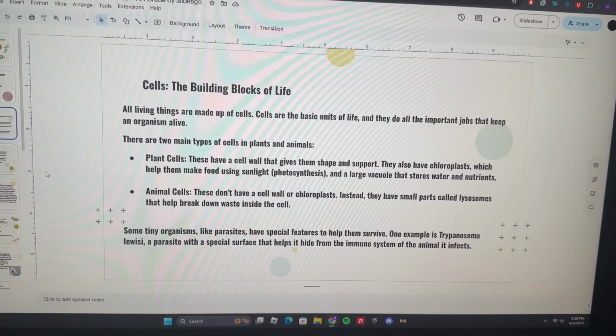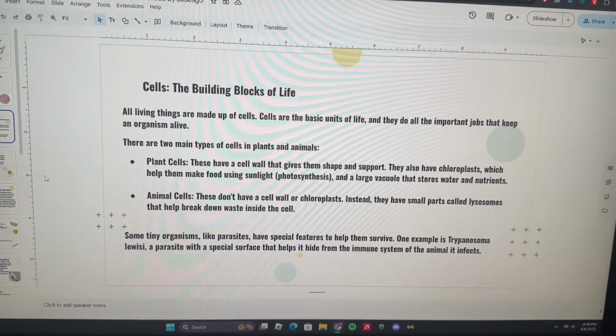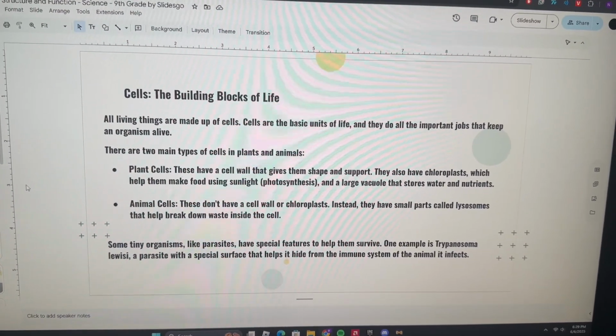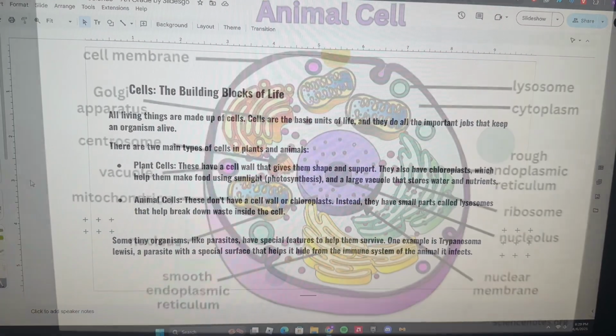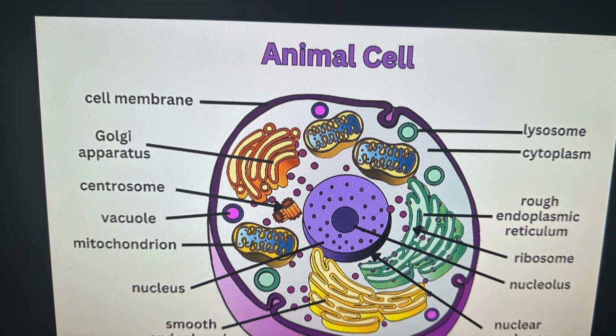The first one is plant. They have a cell wall that gives them shape and support. They also have chloroplast, which helps them keep attached to the rough ER. Lysosomes are small sacs that break down waste.